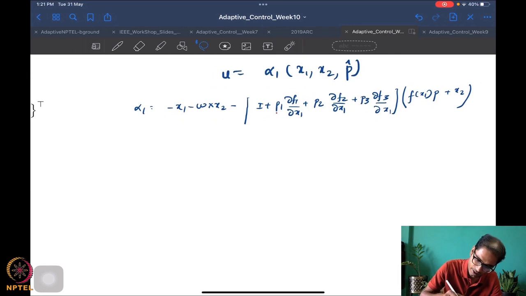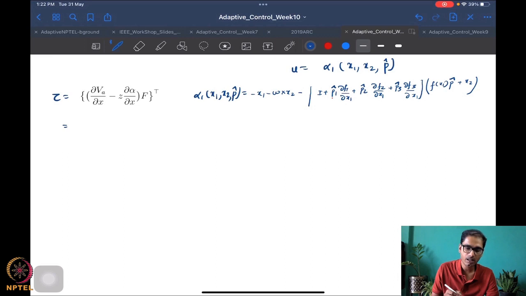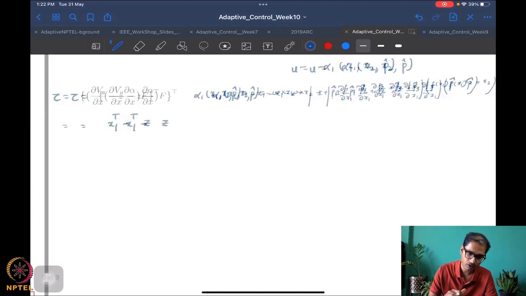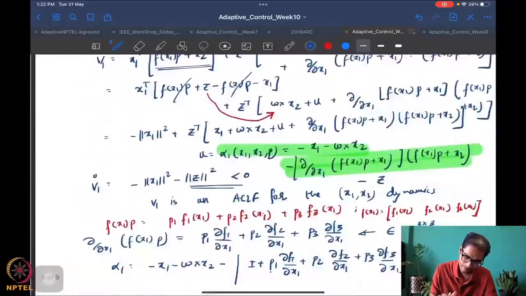And all I'm doing is adding the hats to these quantities, right? This is my alpha 1 x1 x2 p hat, right, and this is going to be my tau, right? And so what is my tau? My va was simply half norm x1 square. So del va del x is basically just x1 transpose minus z del alpha del x, which is the first feedback. So alpha was this guy, so I will again have something like this expression.